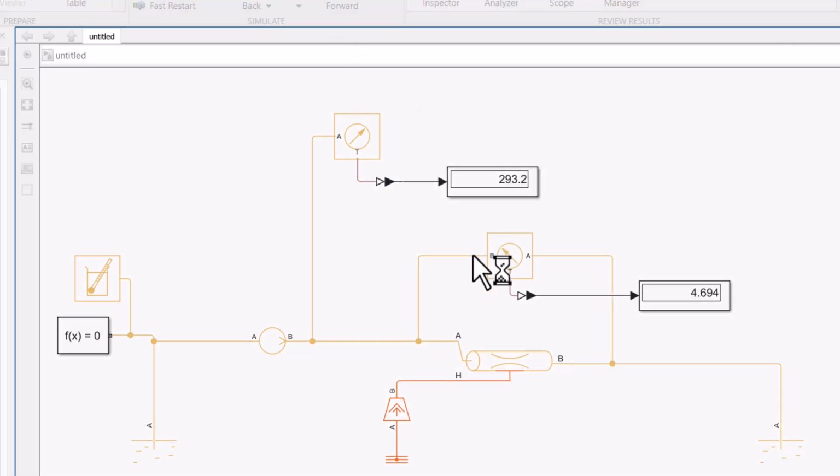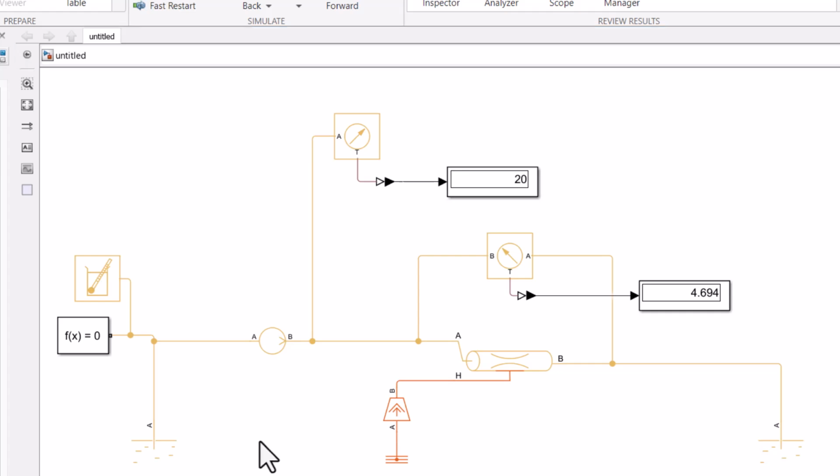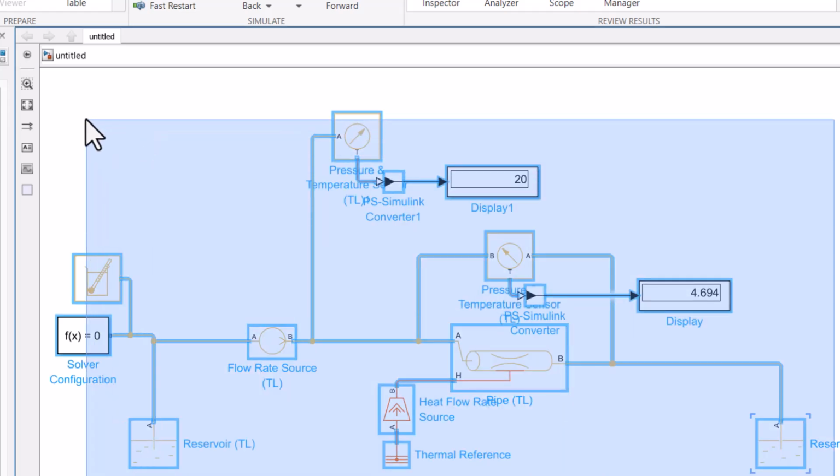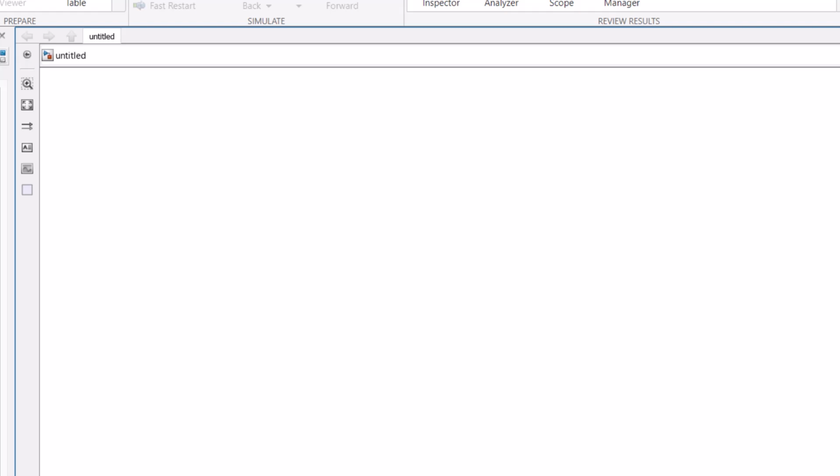So now if I run the model, it is 20 degrees Celsius exactly. That is the result I was expecting. And that was pretty much most of the sensors that you're going to use most of the time: temperature, pressure, and flow rate. These are the three most used sensors of liquid systems.